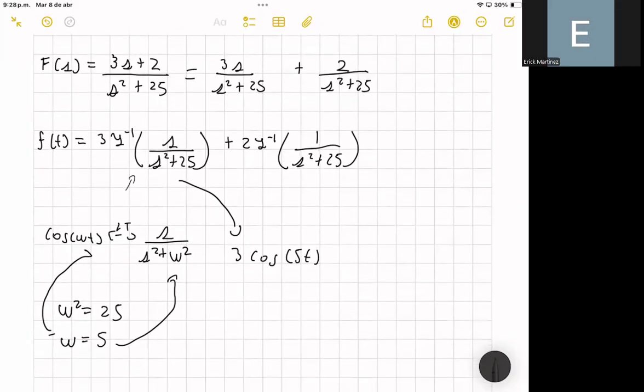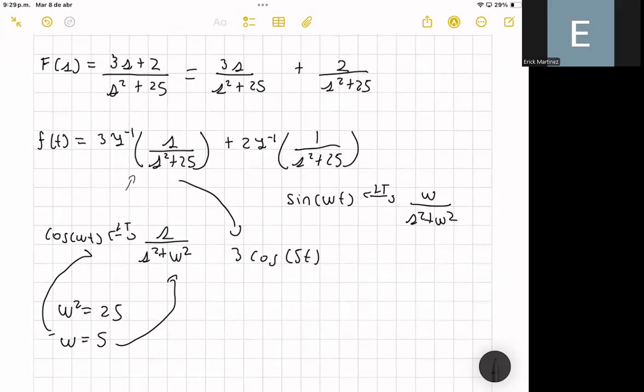And for this term, well, this looks very similar to the Laplace transform of a sine wave. For a sine of omega times t, remember that the Laplace transform of this is omega divided by s squared plus omega squared. The problem here is that we don't have omega in this term.